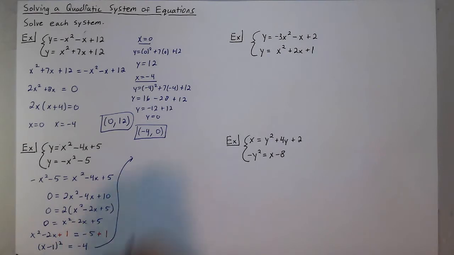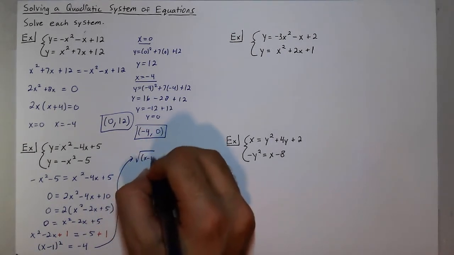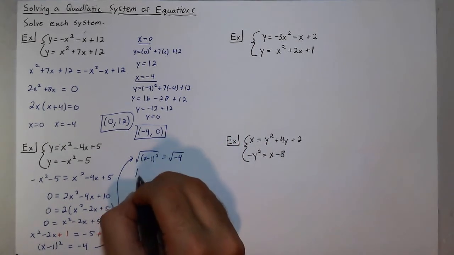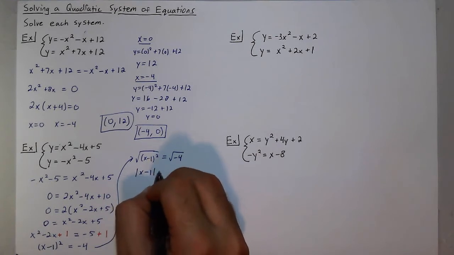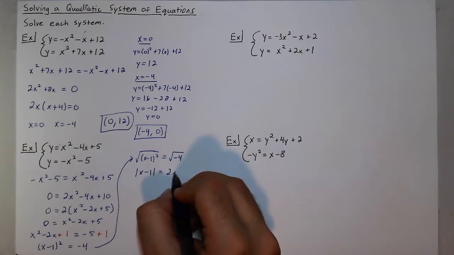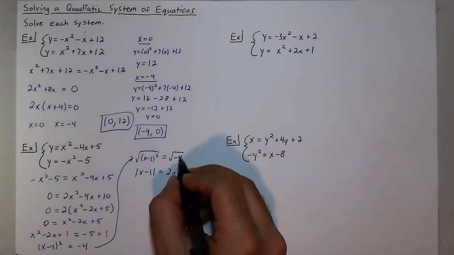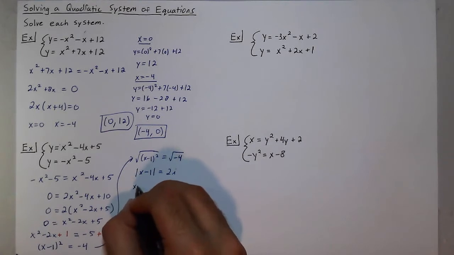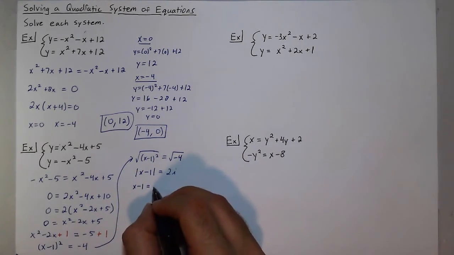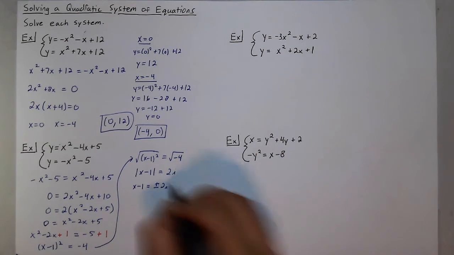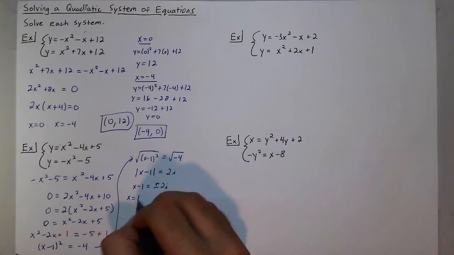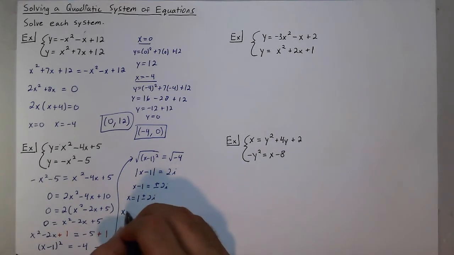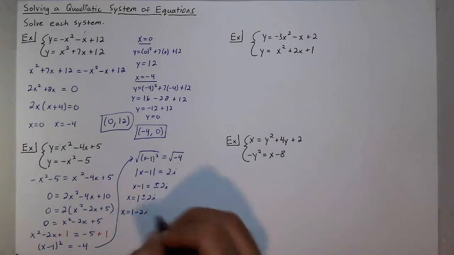Which, whenever I take the square root of both sides, I'll end up getting the square root of negative 4, which is an imaginary number, 2i. The square root of negative 1 is i, the square root of 4 is 2, so I get 2i. Now to finish this off, I'll get x minus 1 is equal to plus or minus 2i. So x is equal to 1 plus or minus 2i. So my two solutions are x is equal to 1 minus 2i and x is equal to 1 plus 2i.